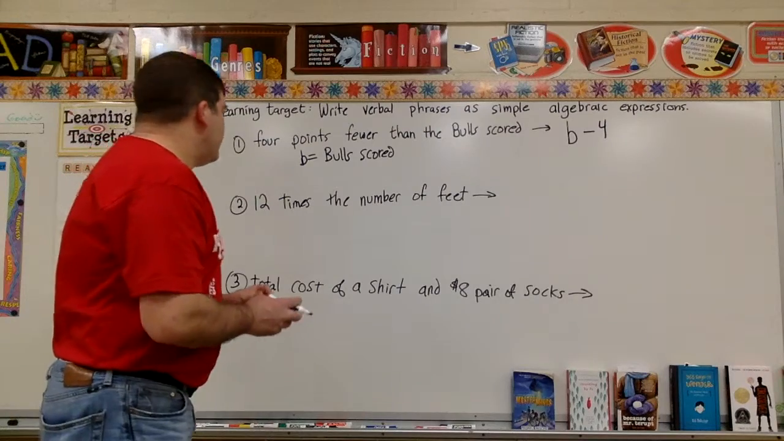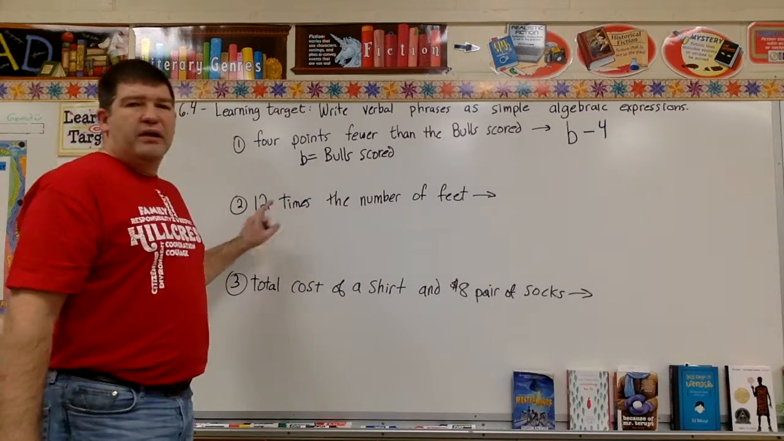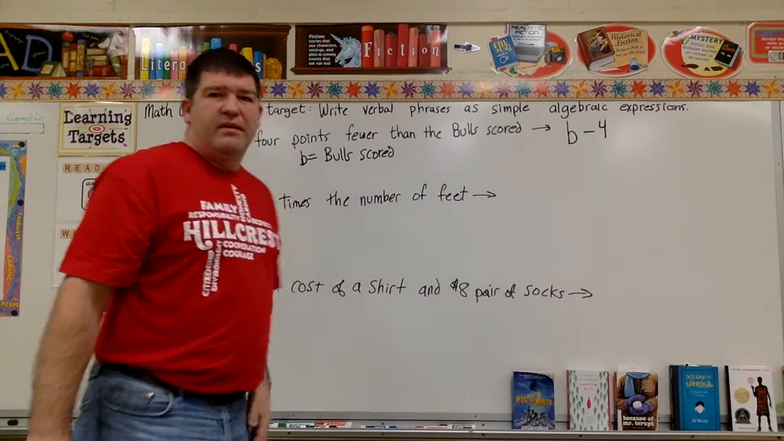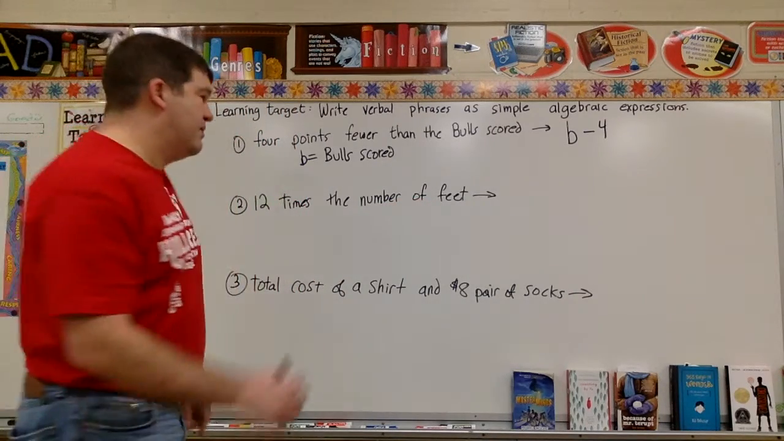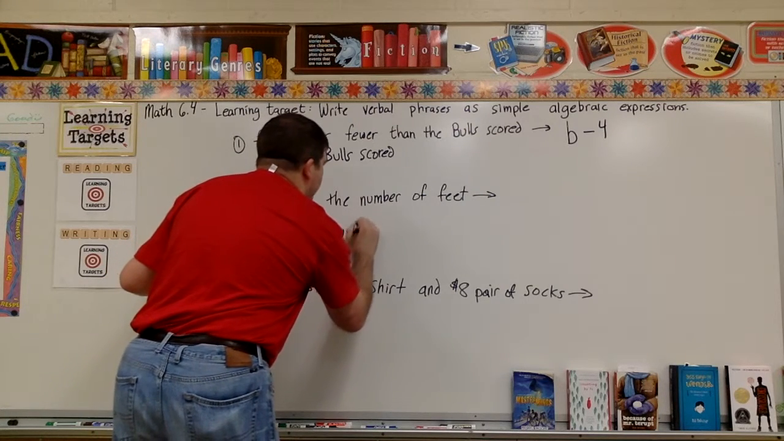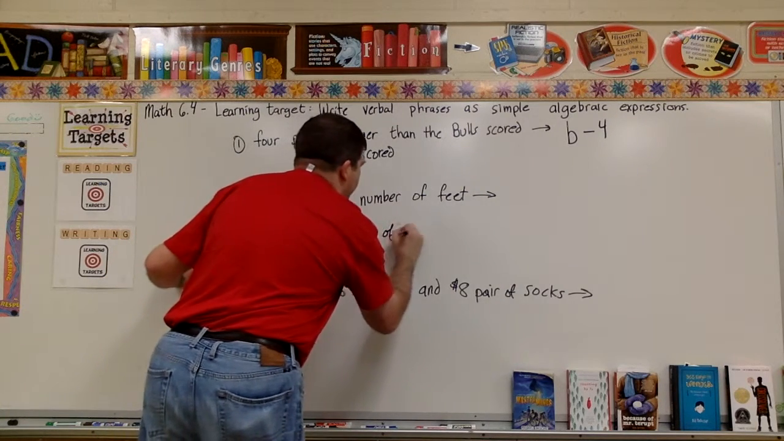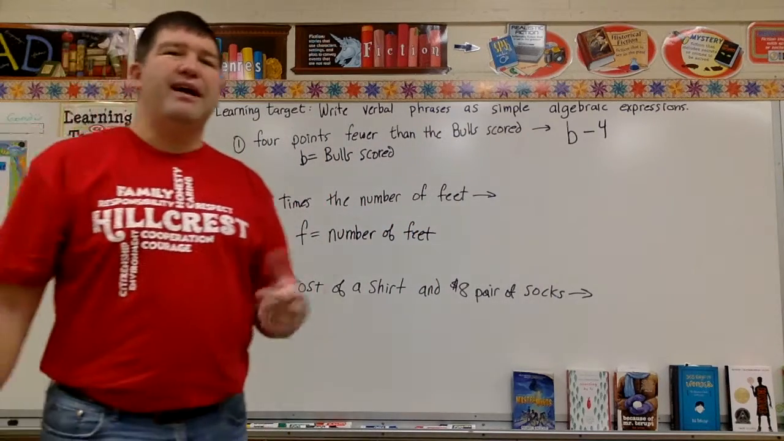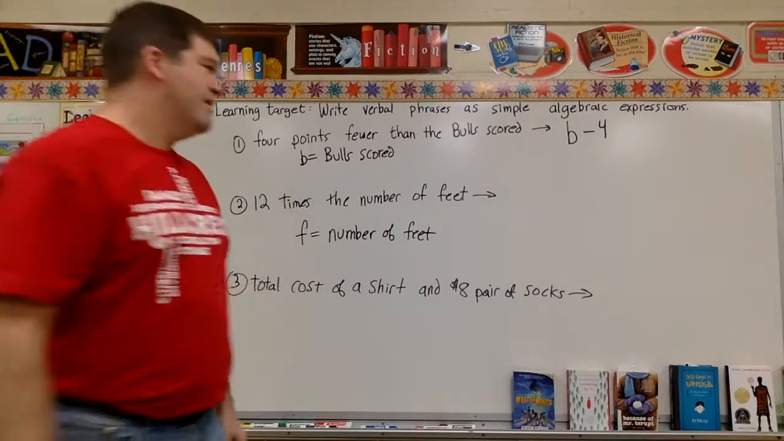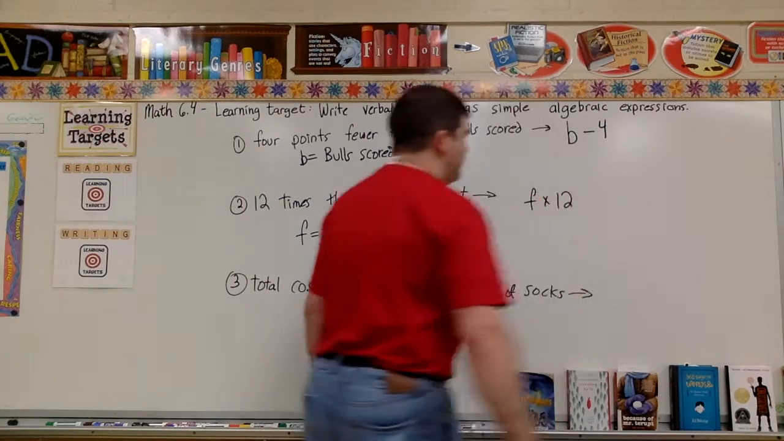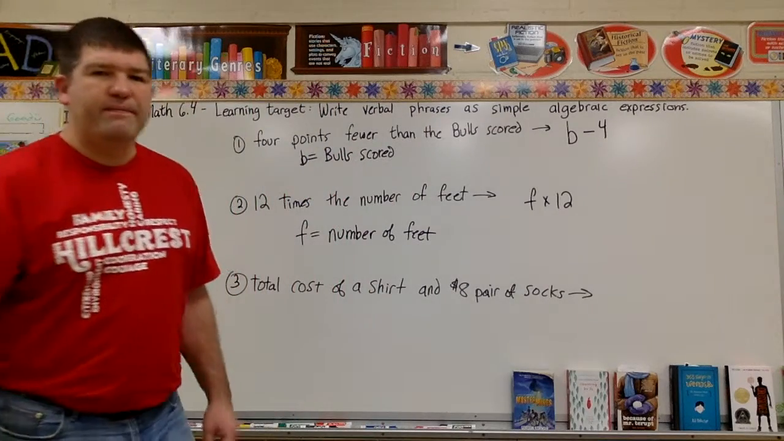Okay, let's do number 2. 12 times the number of feet. Do I know how many feet? No. F equals number of feet. Okay, so F is the number of feet. I want 12 times that. So it could be F times 12. That'd be one way to write it.